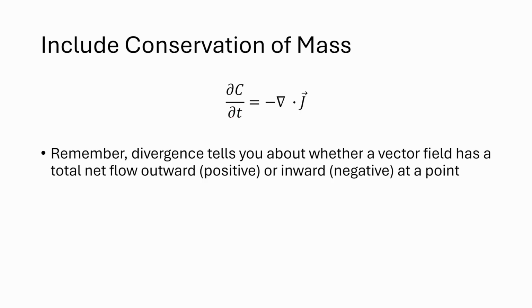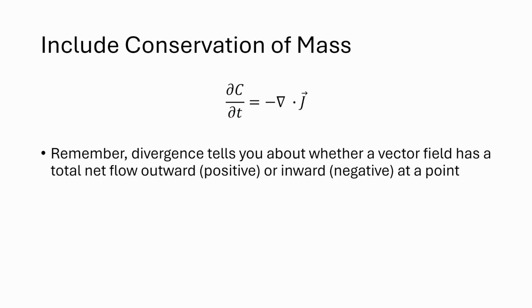If the divergence is positive, then your total vectorness is pointed outward. And if your divergence is negative, then the total net amount of vector is pointed inward. So knowing that, you can start to put some interpretation on this equation. You can say, okay, I have some particle flux J. Particles are moving in a certain direction from point A to point B.